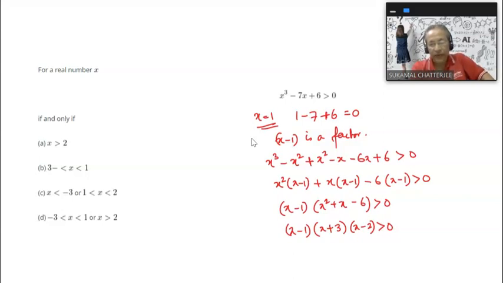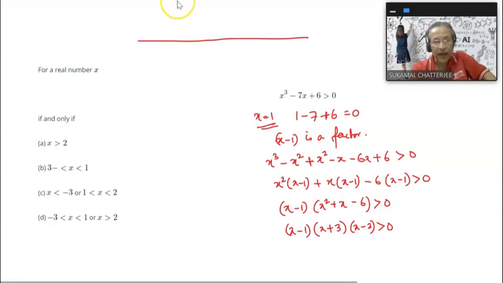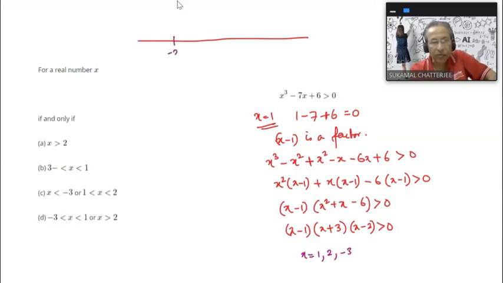Now, to solve this inequality, we use the wavy curve method, which is based on the number line and the critical points. So the critical points here are the points where the polynomial goes to 0. So the critical points are x equal to 1, x equal to 2, and x equal to minus 3. So minus 3, 1 and 2.